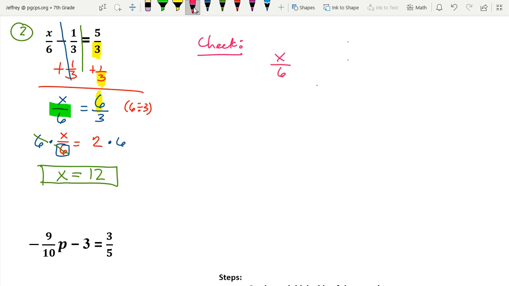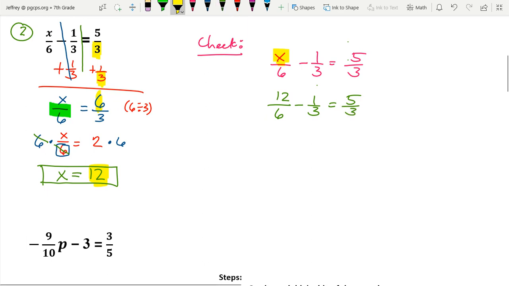So we got x over 6 minus 1/3 is equal to 5/3. Now remember, we need to substitute the value of x, which is 12. Now let's do that. 12 over 6 minus 1/3 is equal to 5/3. But we can simplify 12 over 6, right? Make it easier for us. 12 over 6 is the same thing as 12 divided by 6. So that gives us a value of whole number 2. Minus 1/3 is equal to 5/3.